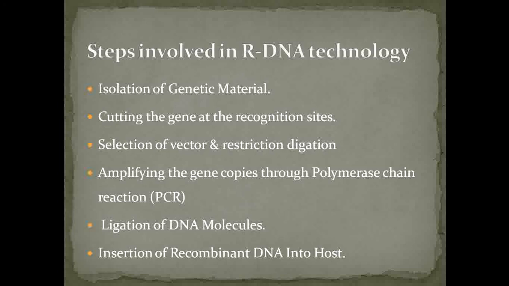Now moving to the next, see what the different steps involved in recombinant DNA technology are. First step is isolation of genetic material, cutting of genes at their recognition sites, selection of vector and its restriction digestion, then the amplification of gene copies with the help of polymerase chain reaction, then the ligation of DNA molecule, and insertion of recombinant DNA into the host cell. So these are the steps which are involved in preparation of recombinant DNA technology. One by one we are going to see that.